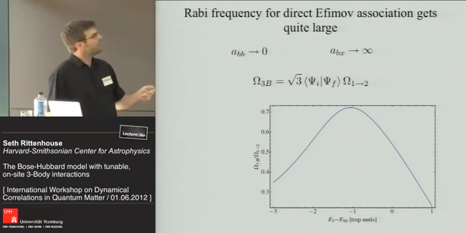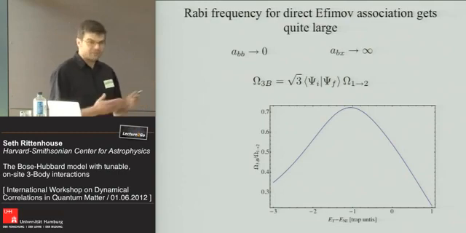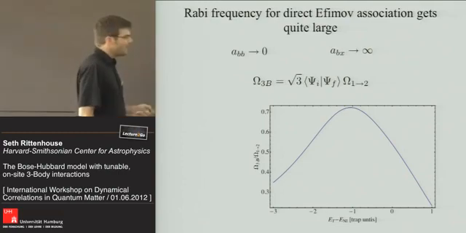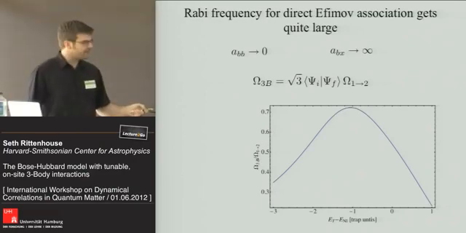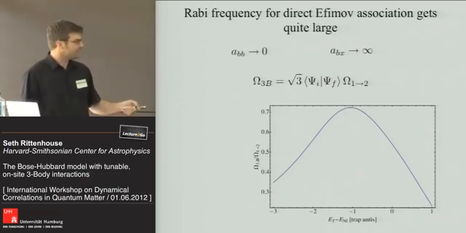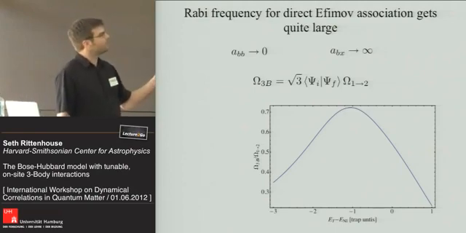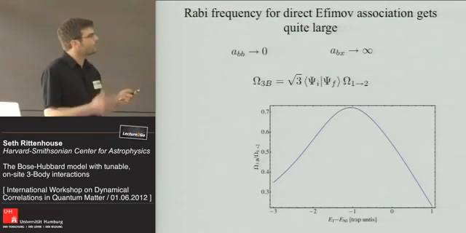And here I'm showing the three-body Rabi frequency. I've assumed that the identical boson scattering length is 0 for this, and that the dissimilar scattering length has gone off to infinity. Right? And as a function of the energy of the Efimov trimer in the trap minus the non-interacting energy, we can map out this three-body Rabi frequency. And I should also point out the Rabi frequency here is in the weak coupling limit.